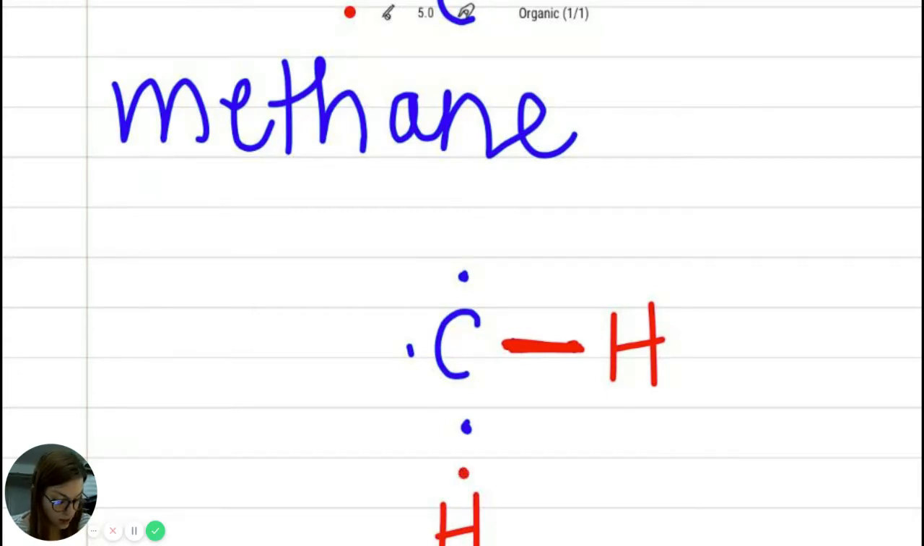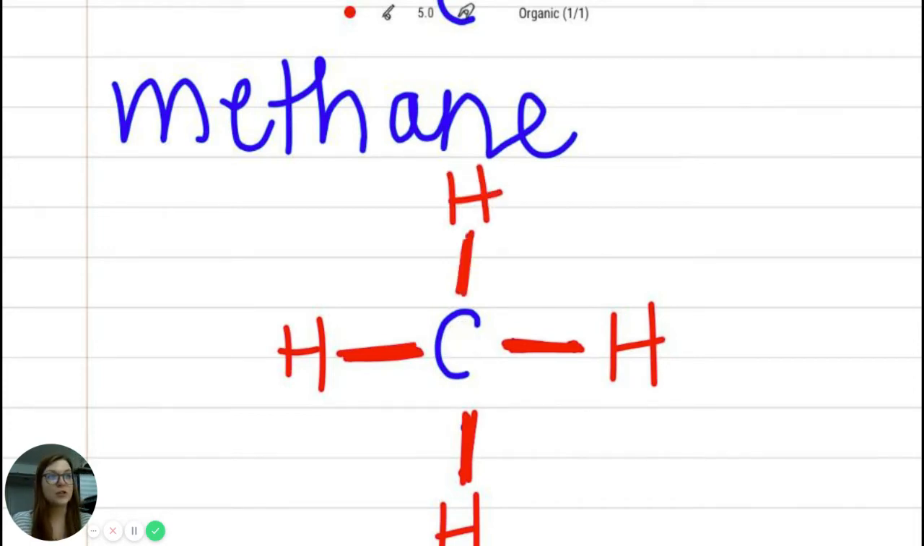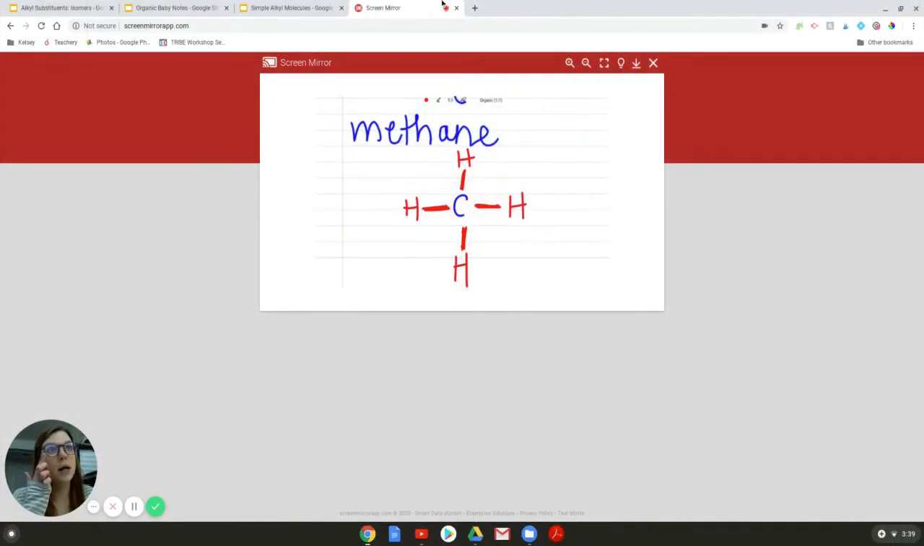We get a bond here. Remember, there's 2 electrons in every bond. I'll share one with you if you share one with me. So that is our simplest organic molecule.